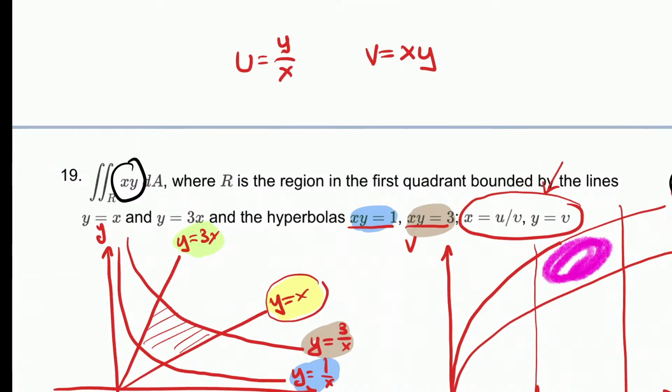Oh no, I'm sorry, these are the straight lines, they become y over x, so this is u equals 3, u equals 1. This becomes x times y, that's v equals 1, v equals 3. So I would have done that, because then I'd have nice straight lines. You get the same answer, I'm sure. It's just, why do it the hard way? But apparently they like it the hard way.